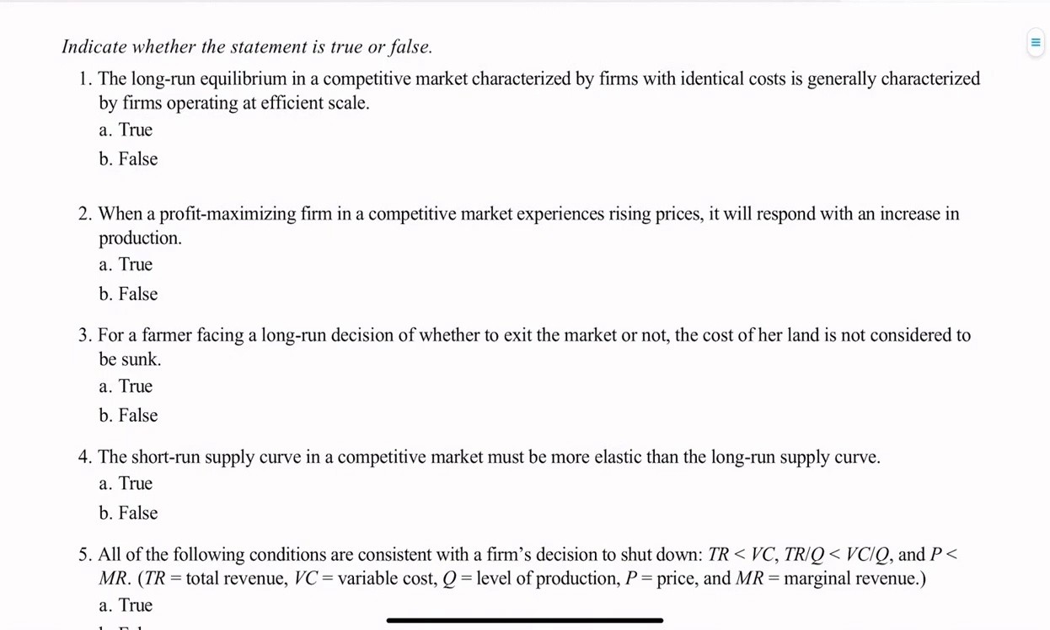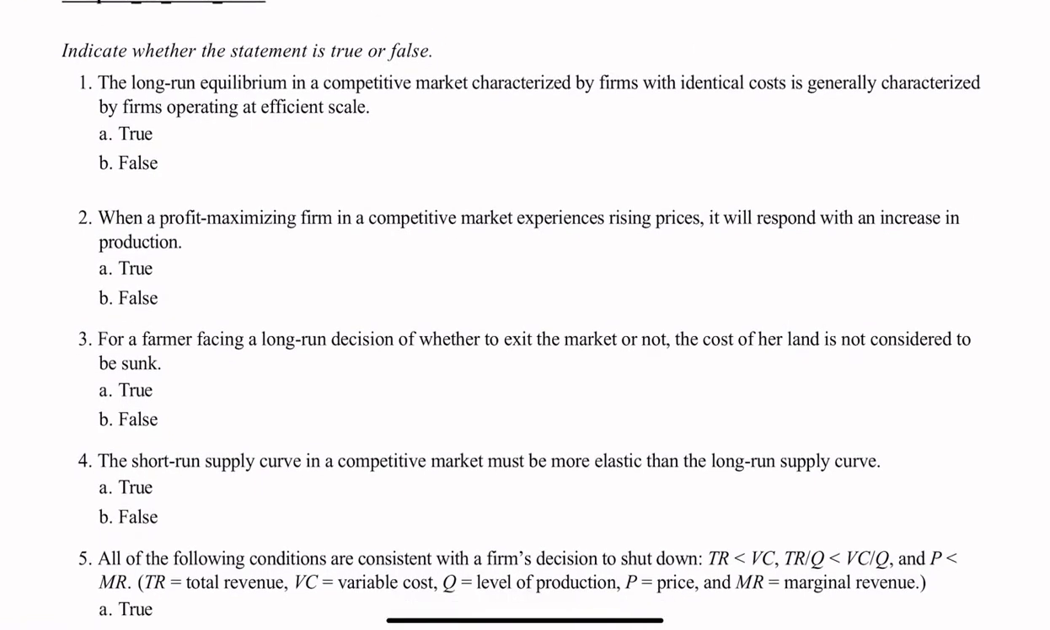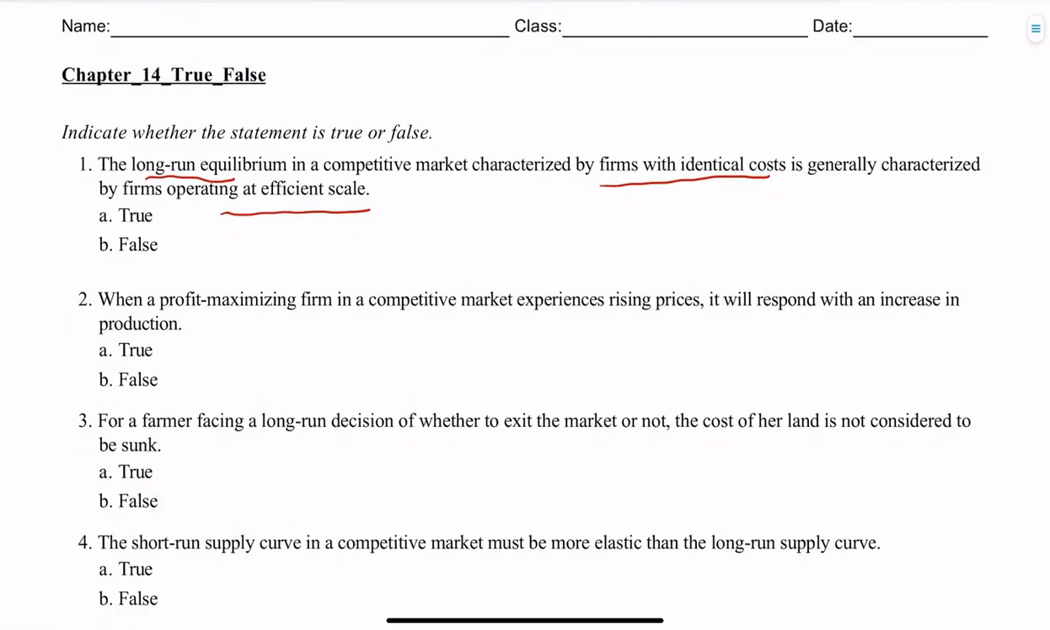First, the long-run equilibrium in a competitive market characterized by firms with identical costs is generally characterized by firms operating at efficient scale. So here we have a market with identical firms. And we know that in the long run, the firms will operate at efficient scale, right? The reason is because the quantity will stay at the lowest point on this average total cost curve. And we know that that's exactly the definition of efficient scale.